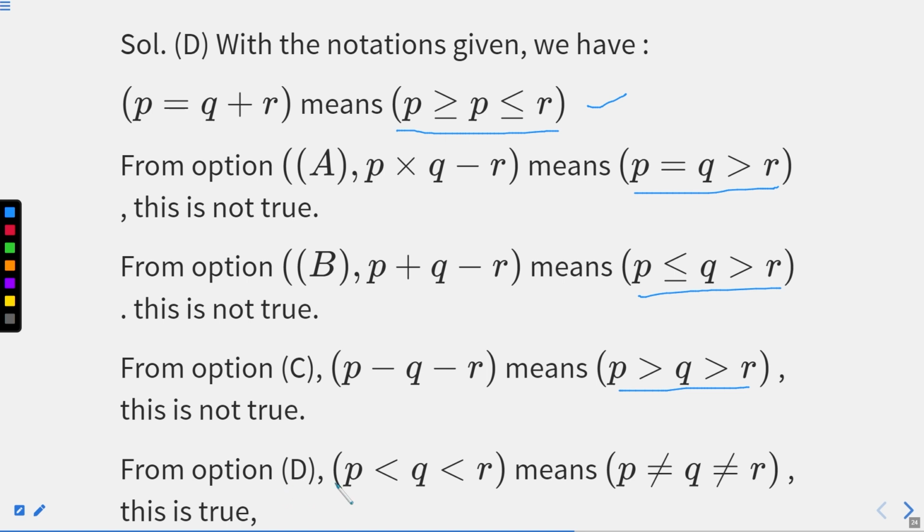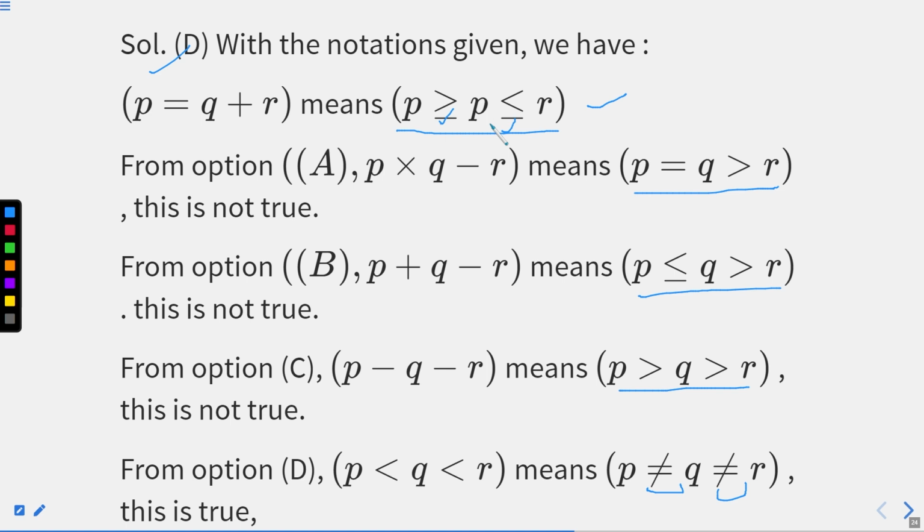When it comes to option D, we are having this expression, that is P less than Q less than R, which implies P not equals to Q not equals to R, which is again not obeying the equation well, right? So our option D is our correct answer, because here we are replacing the not equals value with these two expressions given above, as per the instructions given in the question. I hope this question is clear.